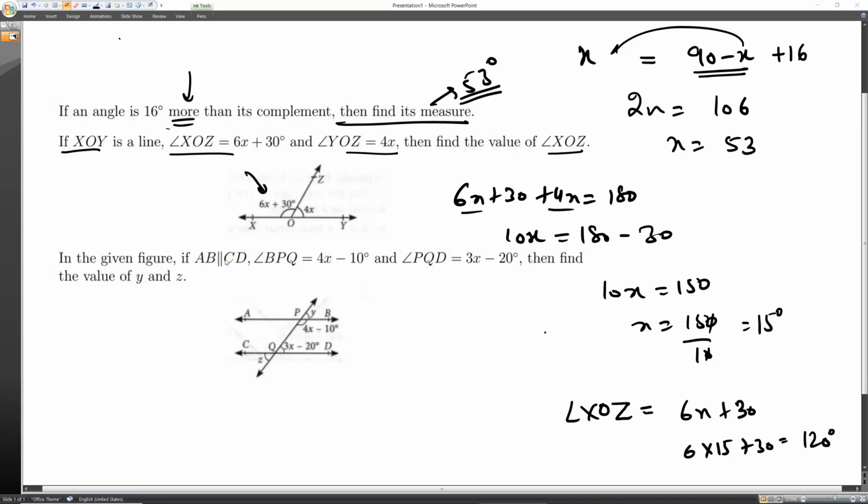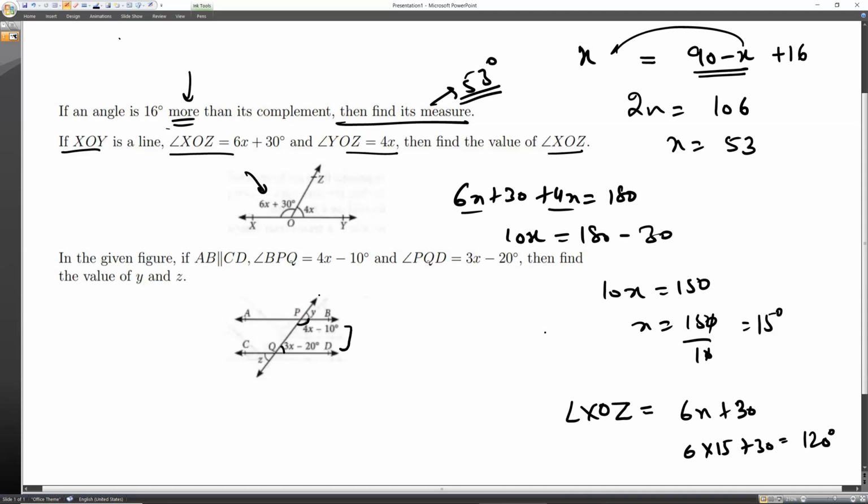In the given figure AB is parallel to CD. It is given that the interior angle, this one, is 4x minus 10, and this angle is given to you, that is this one. Find the value of x, y and z. So that is very simple. First you need to find out the value of x, and then you will be able to find out the others.